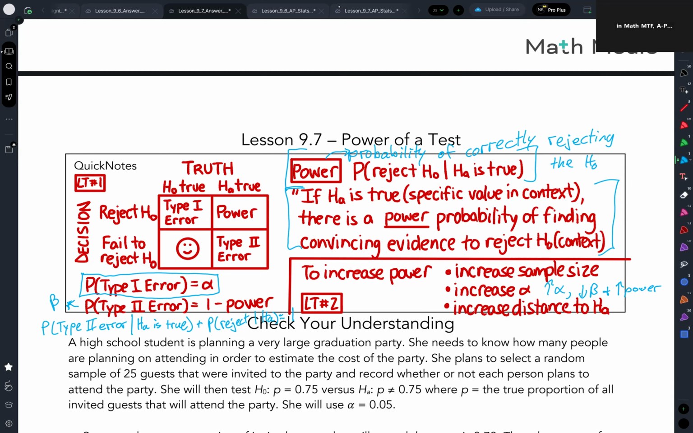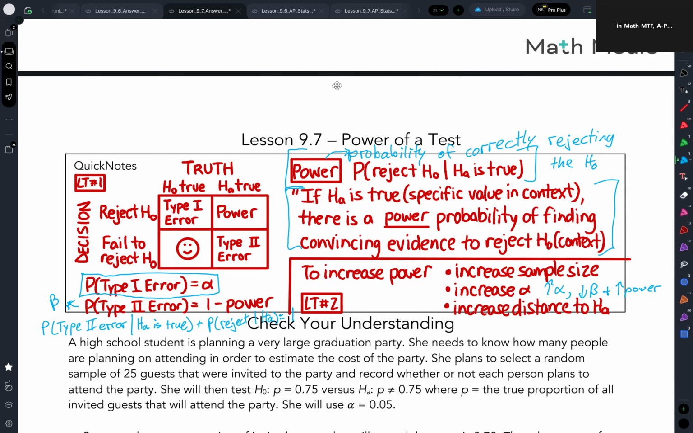And then you can't ever control the distance to the alternative, but it is important to recognize that if you can increase the distance between the null hypothesis and what the truth is, then that will make it easier to reject, right? So the further they're apart, the easier it is to recognize they're further apart. All right, so hopefully that explanation helps you out a little bit.